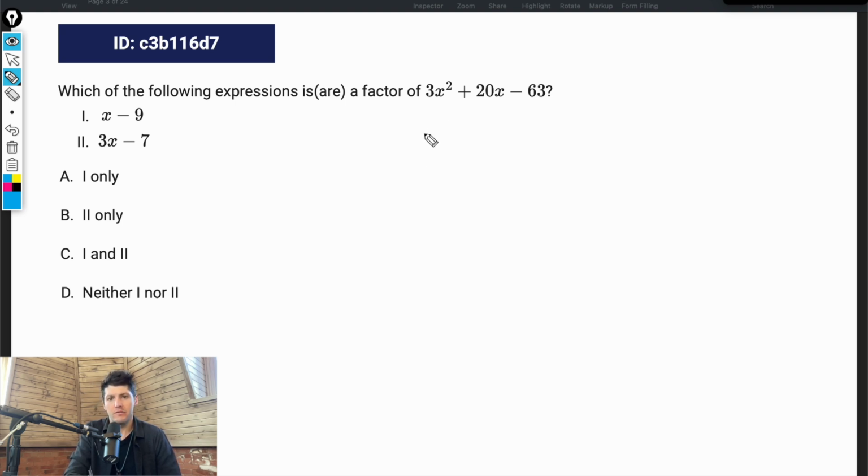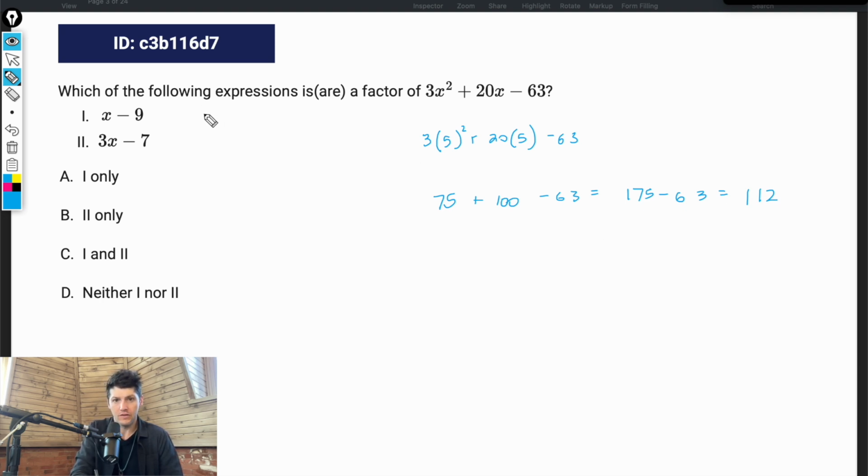3 times 5 squared plus 20 times 5 minus 63. And we would get here 75, right? 3 times 25 plus 100 minus 63. Okay, so what is that? 175 minus 63. And that is equivalent to 112. Okay, 112. Now see what's a factor.